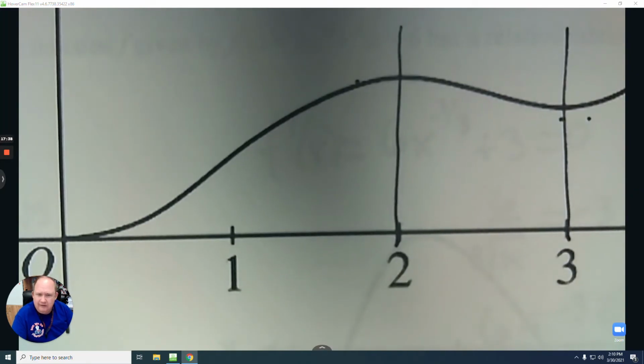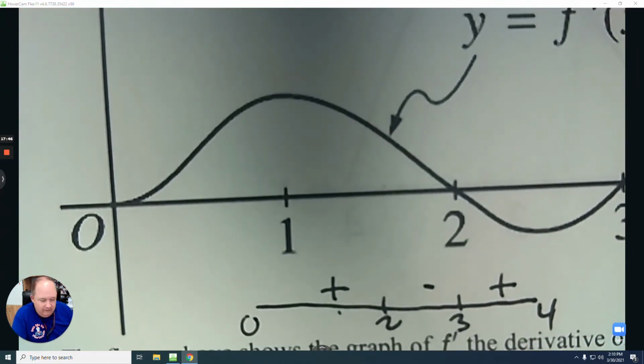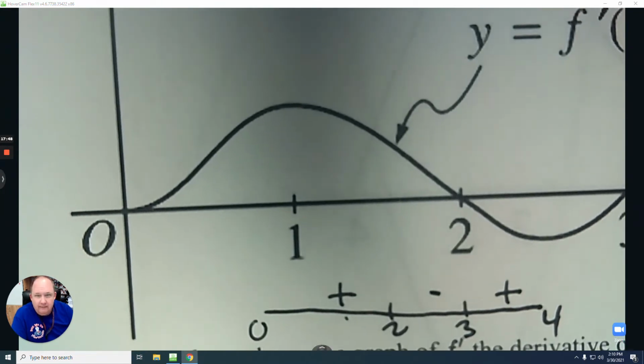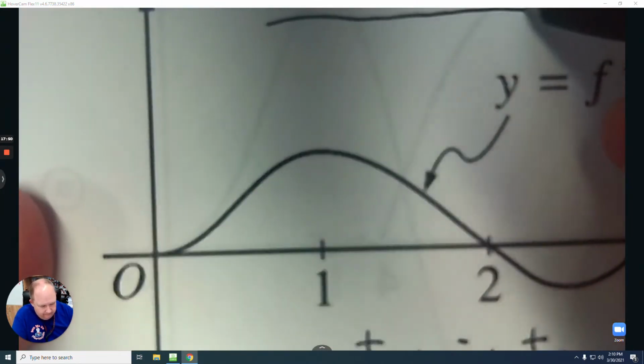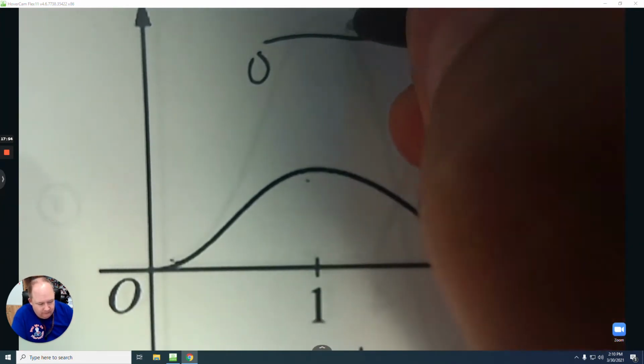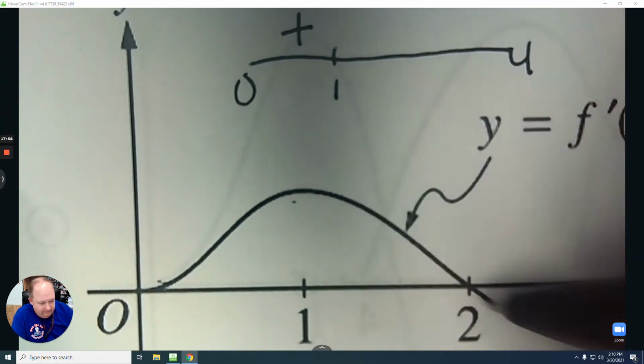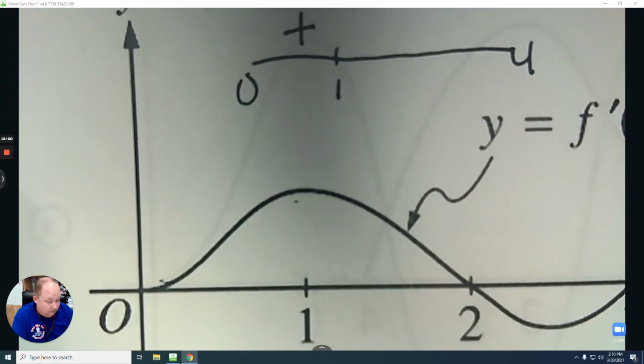So now I need to look at concavity. So if I go back and look at the concavity, when I look at the derivative, I'm looking at increasing and decreasing. So let me do that above right here. So again, from 0 to 4. So this is increasing up to 1. That's concave up. Then it's decreasing to like 2.5.